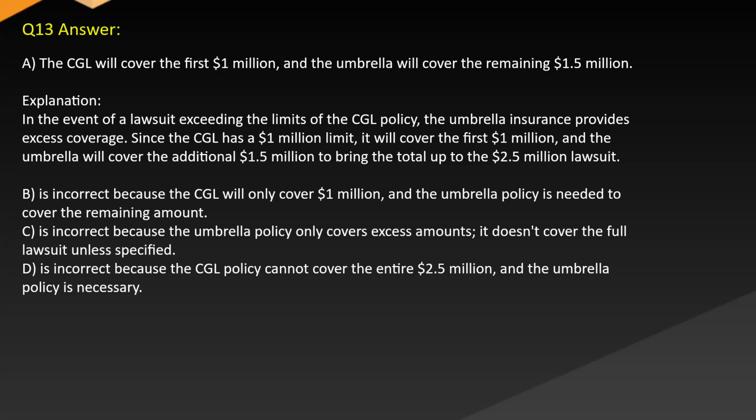B is incorrect because the CGL will only cover $1 million and the umbrella policy is needed to cover the remaining amount. C is incorrect because the umbrella policy only covers excess amounts. It doesn't cover the full lawsuit unless specified. D is incorrect because the CGL policy cannot cover the entire $2.5 million and the umbrella policy is necessary.